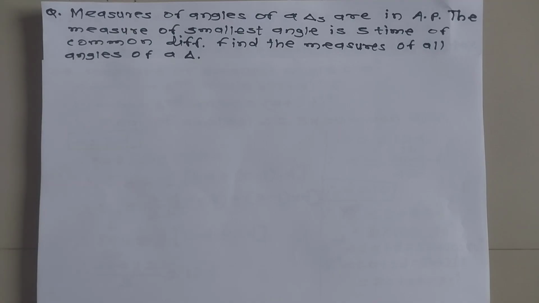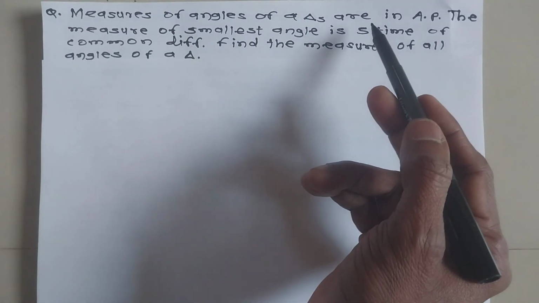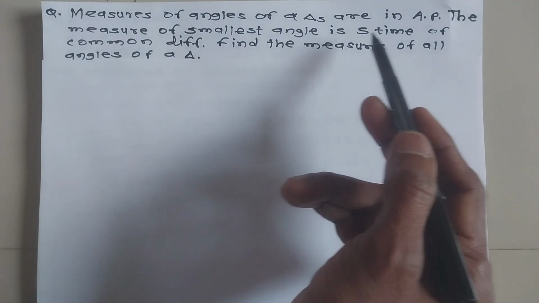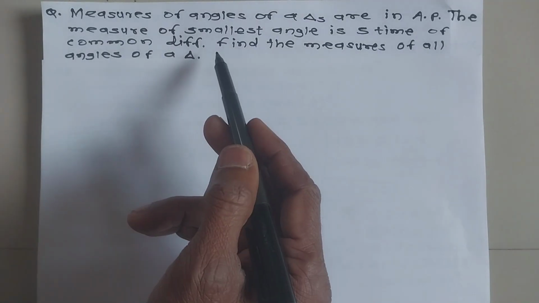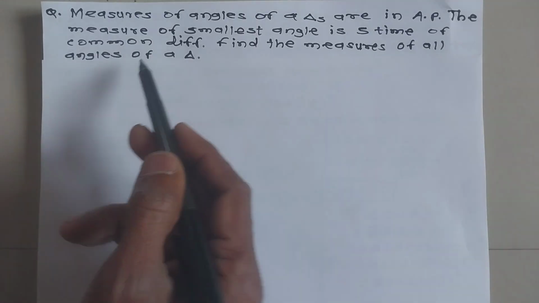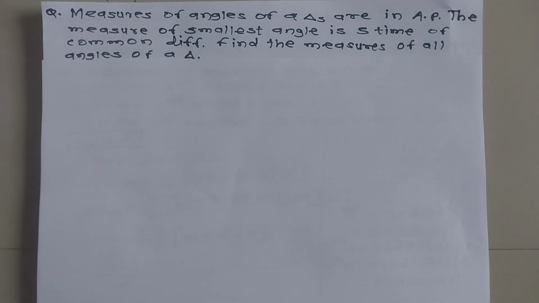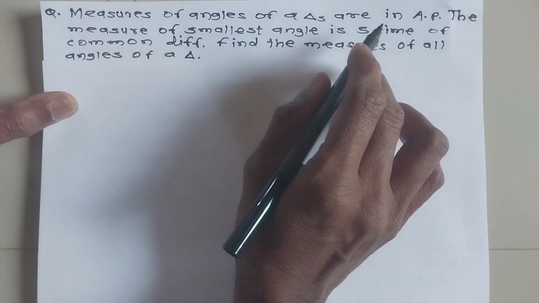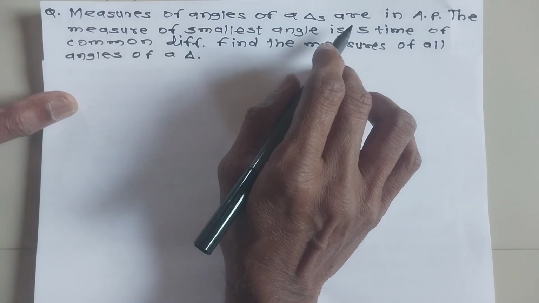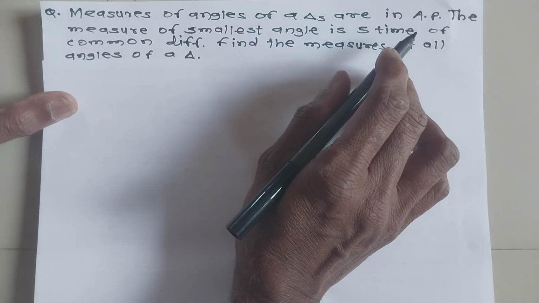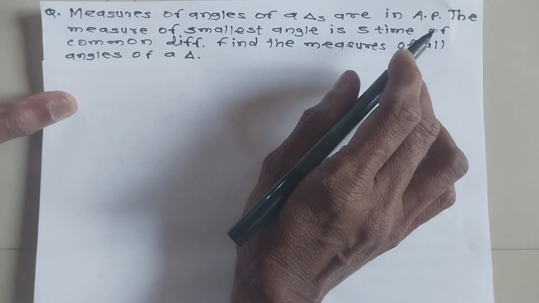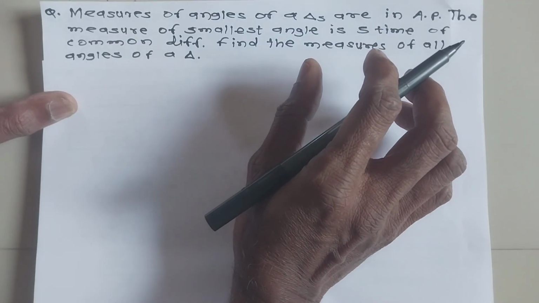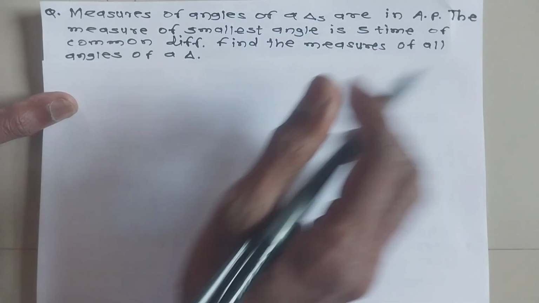Question here: the measures of angles of a triangle are in AP. The measure of the smallest angle is 5 times the common difference. Find the measures of all angles of the triangle. Now, measures of angles are in AP, which means the common difference should be the same. The common difference between consecutive terms should be the same.